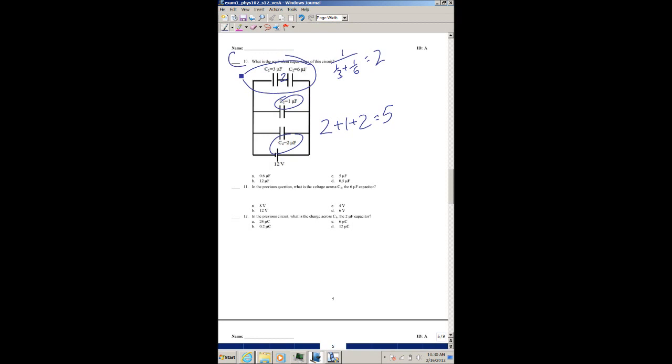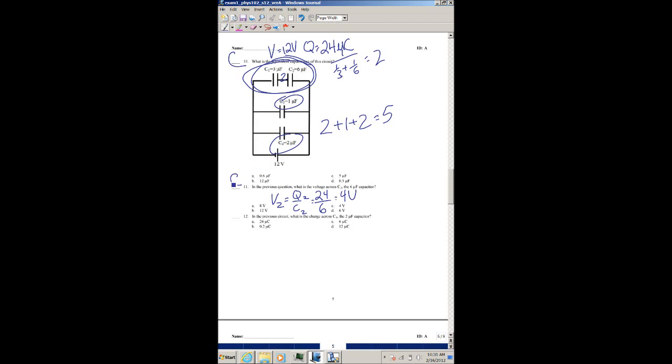Previous question, what is the voltage across the 6 microfarad capacitor? Alright, we have to find the charge across the equivalent of these two. Now I know that the voltage across these two is equal to 12 volts. That means that the charge across both of those capacitors is 2 times 12, which is 24 microcoulombs. So each of those has 24 microcoulombs. So the voltage V2 is Q over C. That's Q2 over C2, which is 24 over 6, which is 4 volts. So number 11 is C.